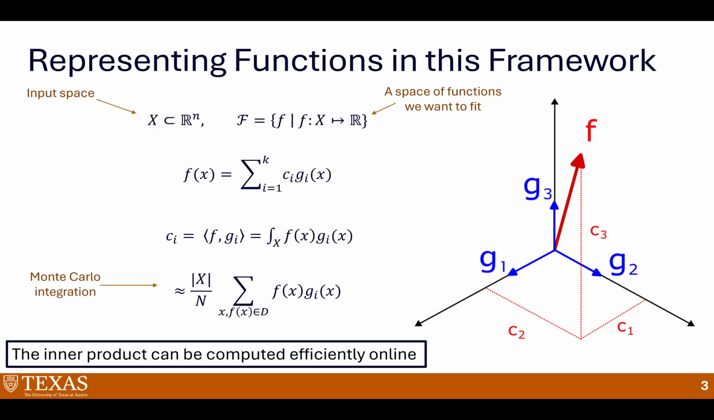To make functions fit into this framework, we're using the typical L2 definitions. Primarily, this means that we compute the coefficients as an integral over the input space of f of x times g of x. However, crucially, we approximate this integral using a Monte Carlo integration. This approximate integral is extremely quick to compute, as it's basically a sample mean. And so this is a key detail of this paper because you can compute these coefficients extremely quickly online, given just an example data set D.